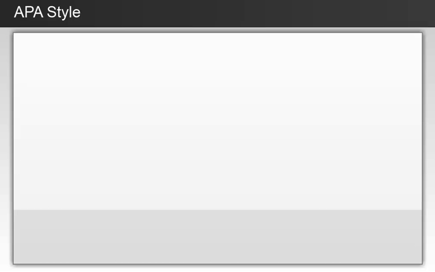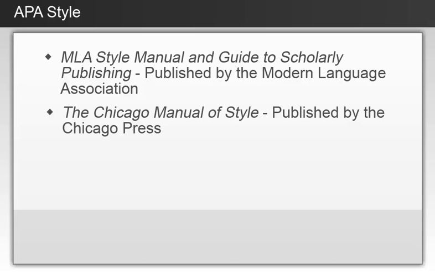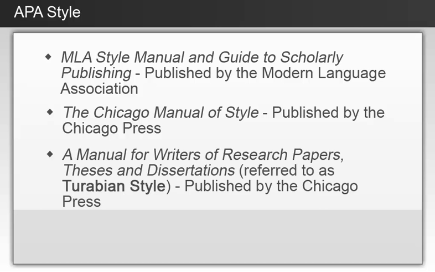Other popular styles include MLA, or the Modern Language Association. MLA is most often used when conducting literature or humanities research. Chicago style, which is often used for manuscripts that will be published as books, uses endnotes and footnotes rather than in-text citations. And Turabian, another style that is similar to Chicago. Turabian is often used as the style guide for research papers, theses, and dissertations.